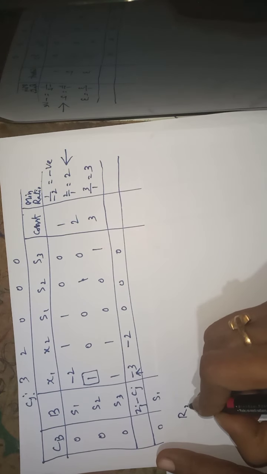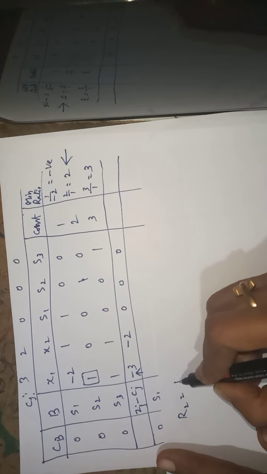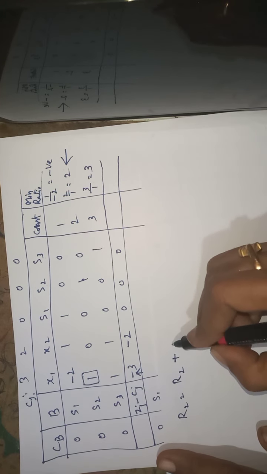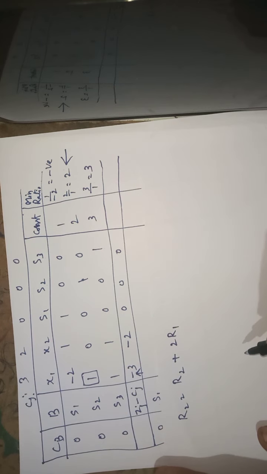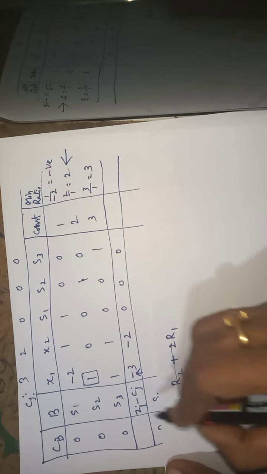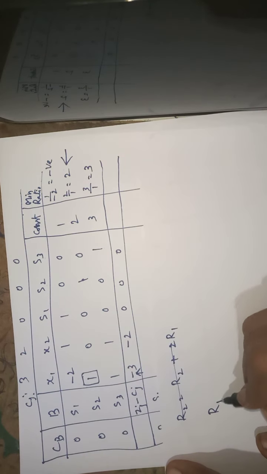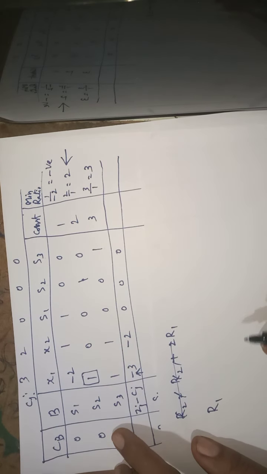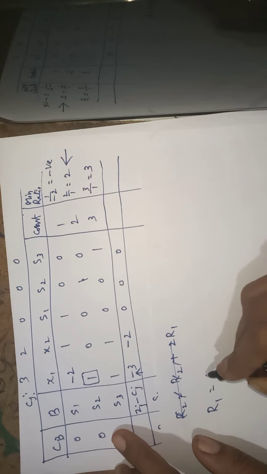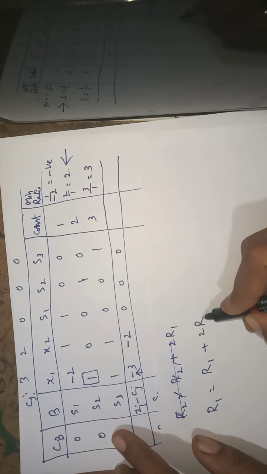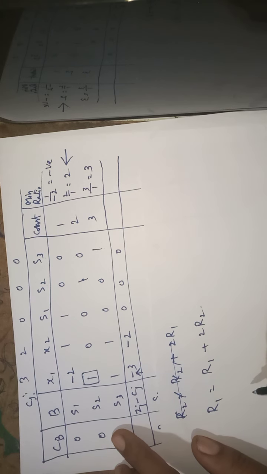Now this -2 occurs in R2. R2 is equal to R2 plus 2R1. Now this element is there, this is R1. Here -2 I am going to convert into 0. -2 is R1. R1 is equal to R1 plus 2R2. First I will write R1.